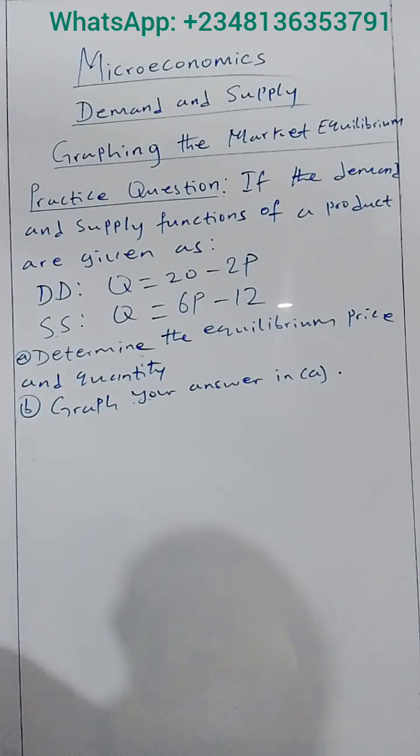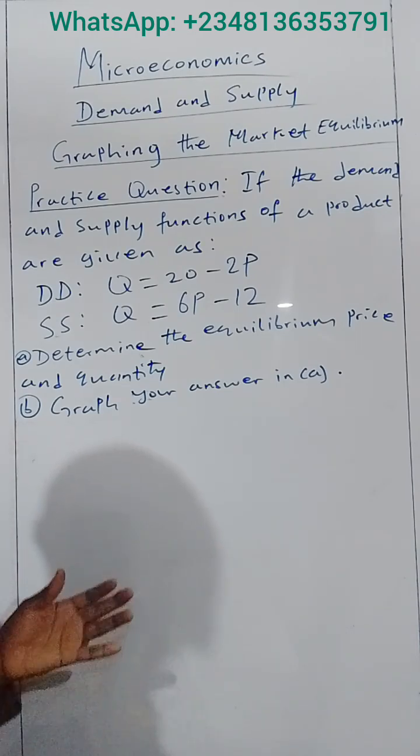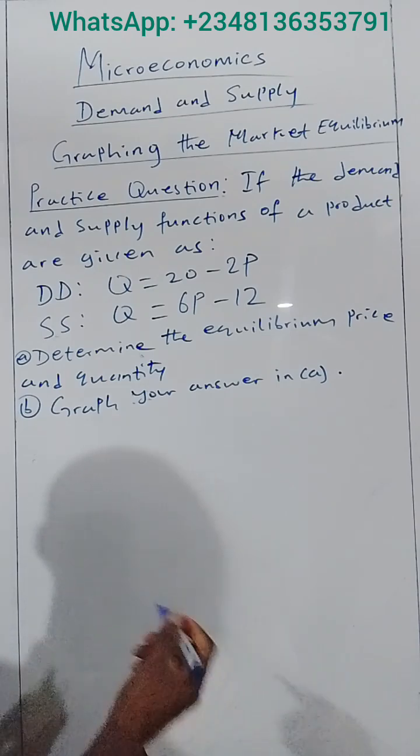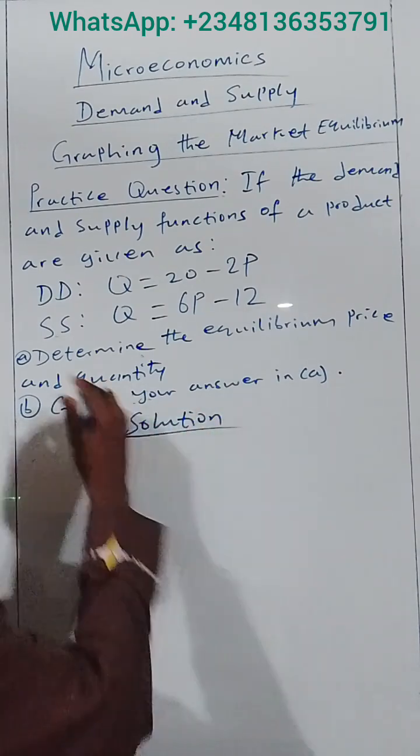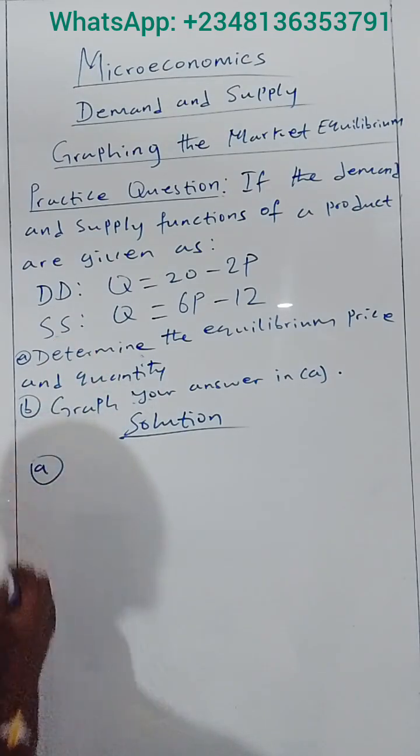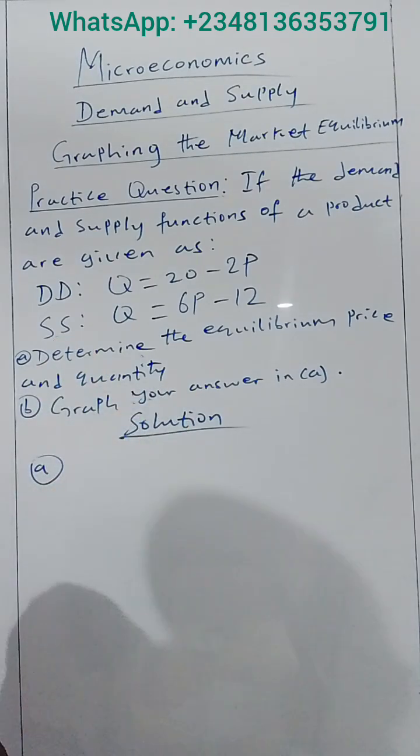So how do we solve this problem? It's very simple. What you need is just to pay attention and follow some steps. So here is the solution. We'll be starting with question A here. In A, we are asked to determine the equilibrium price and quantity.